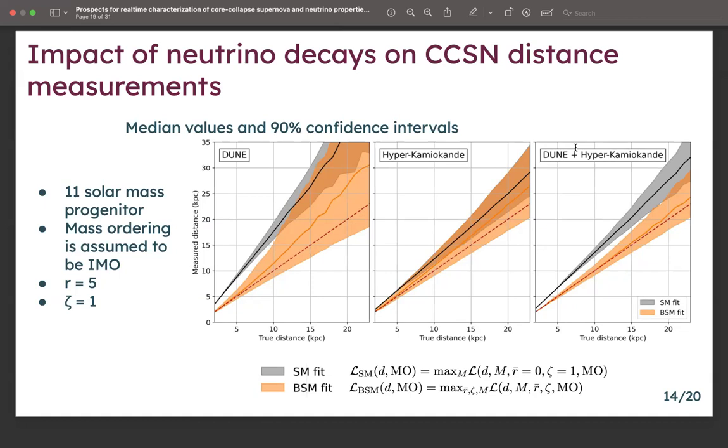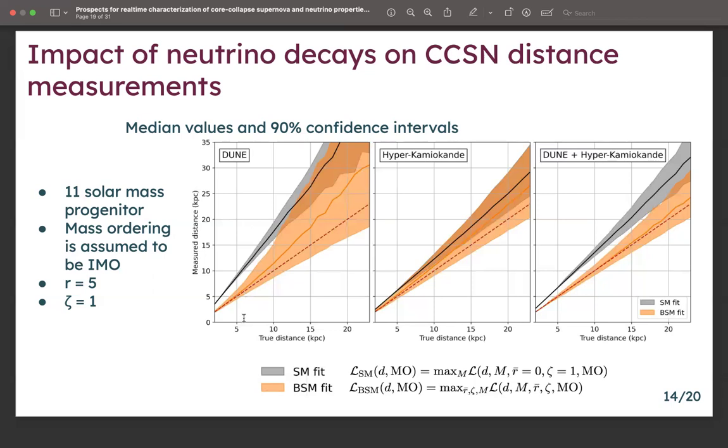Now, if this estimation is done assuming that the standard model is true, where we have this particular beyond the standard model scenario, you obtain these black curves with the gray bands, which are clearly biased when you look at the red dashed line, which corresponds to the true distance.